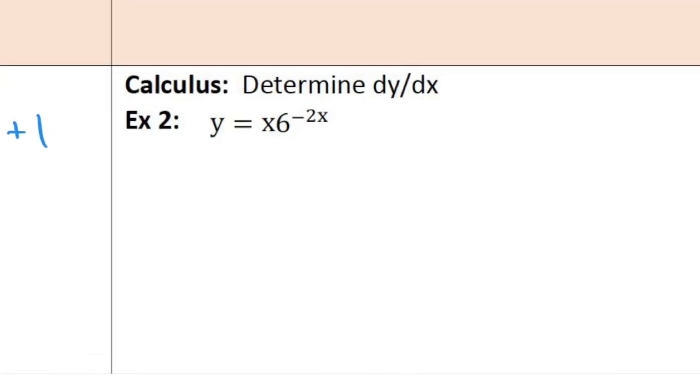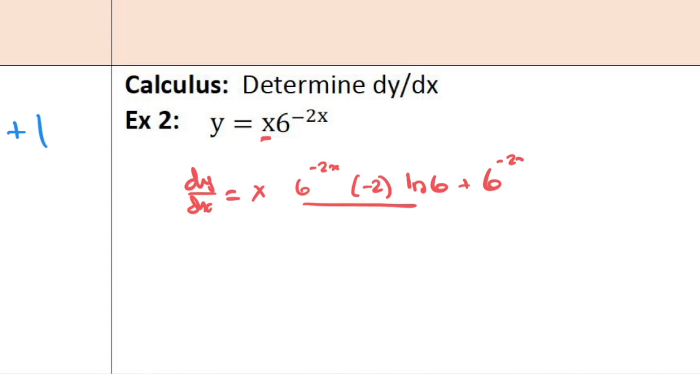All right, so now we're looking for a derivative. What I want you to recognize first is that we have a product rule. So your dy dx is going to be the first times the derivative of the second. So that will be 6 to the negative 2x times negative 2, and then you want to multiply by the natural log of 6. So that was first times the derivative of the second, plus the second, which is 6 to the negative 2x, times the derivative of the first, which is 1. You might factor out your 6 to the negative 2x and be left with negative 2 natural log of 6 multiplied by x plus 1.